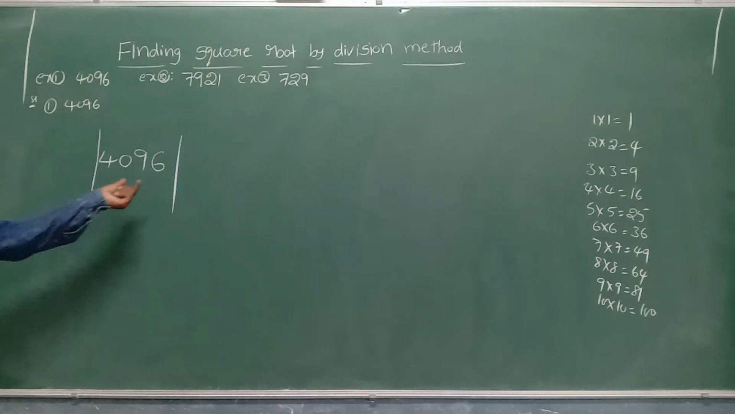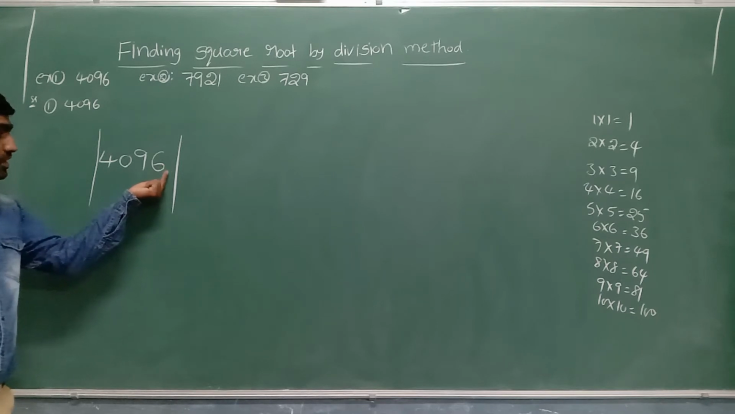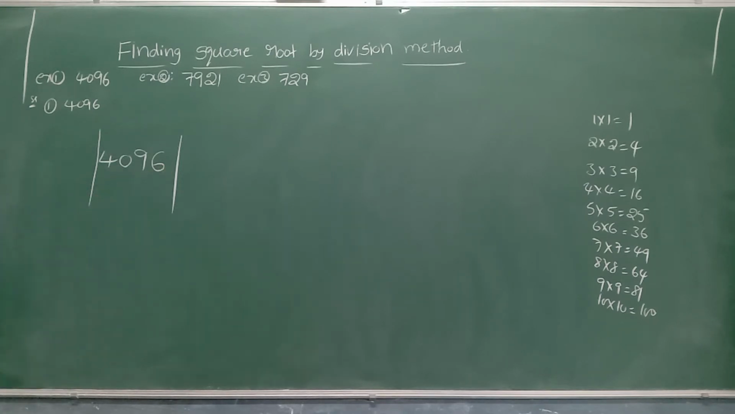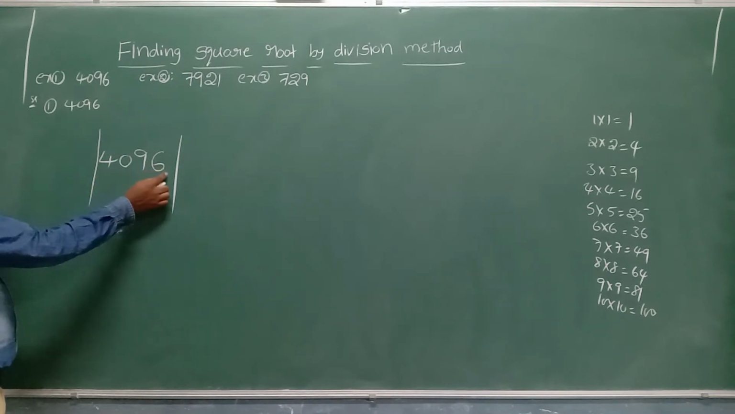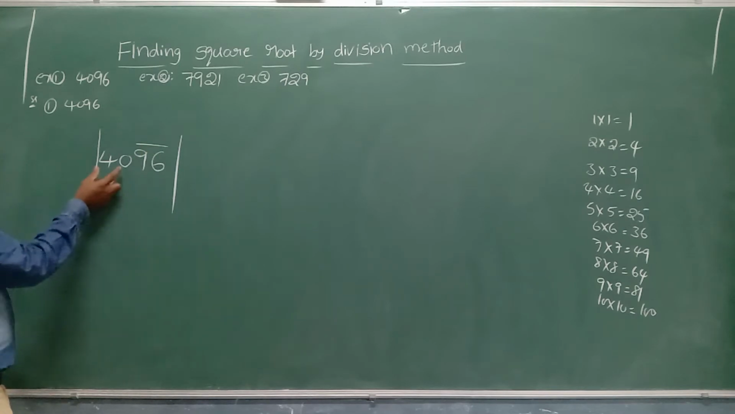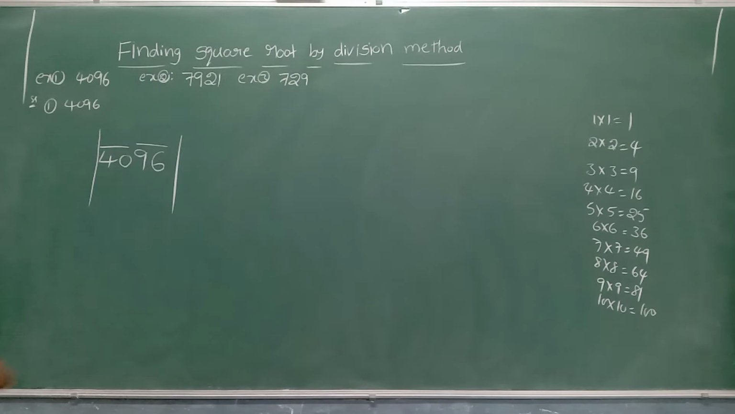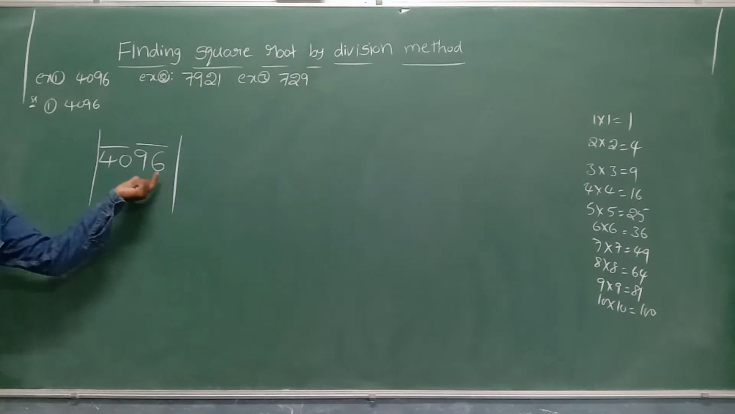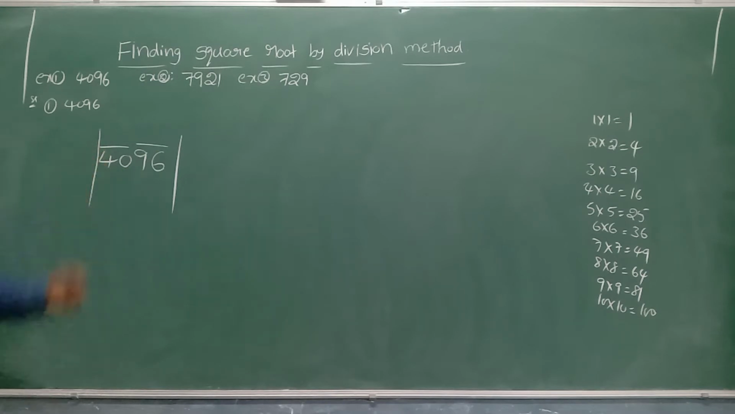Now the first most important step: from the ones place digit, we have to mark the bar. We have to place the bar for every two digits. From the ones place, keep the bar for every pair of digits. Let me repeat once. From the ones place onwards, for every two digits, keep the bar.